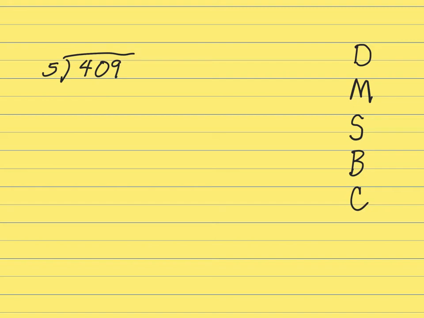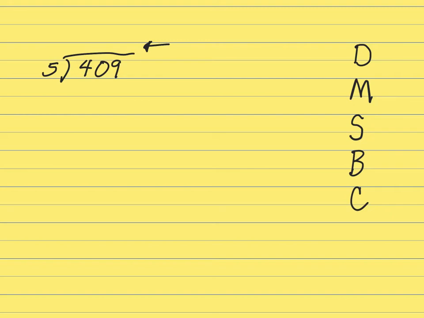On page 267, number 1 is 409 divided by 5. It means I have 409 things, and I want to divide them equally between 5 people, or 5 groups. I put over here: divide, multiply, subtract, bring down, compare. Remember when we divide, it always goes into this top part, because it's a division problem. Your homework also says to check your solutions by multiplying. So let's do this one together.